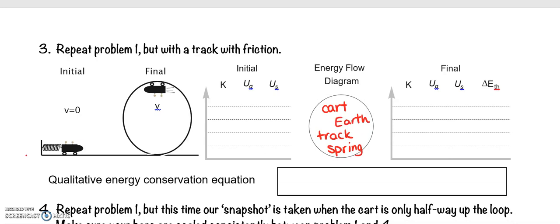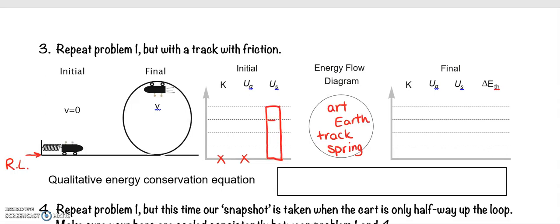We'll keep our reference level where it was initially. Our object still has no kinetic energy at the beginning because it's not moving, and no gravitational potential energy at the beginning because it's at the reference level. And since our spring is back to being in our system, it does start out with elastic potential energy.